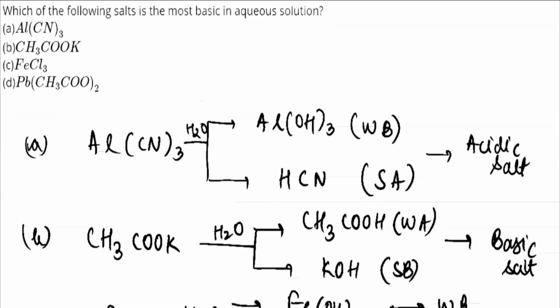So clearly we can see here that potassium hydroxide is the strongest base, and the salt formed from it, CH3COOK, is the most basic one. So option B is the correct answer.